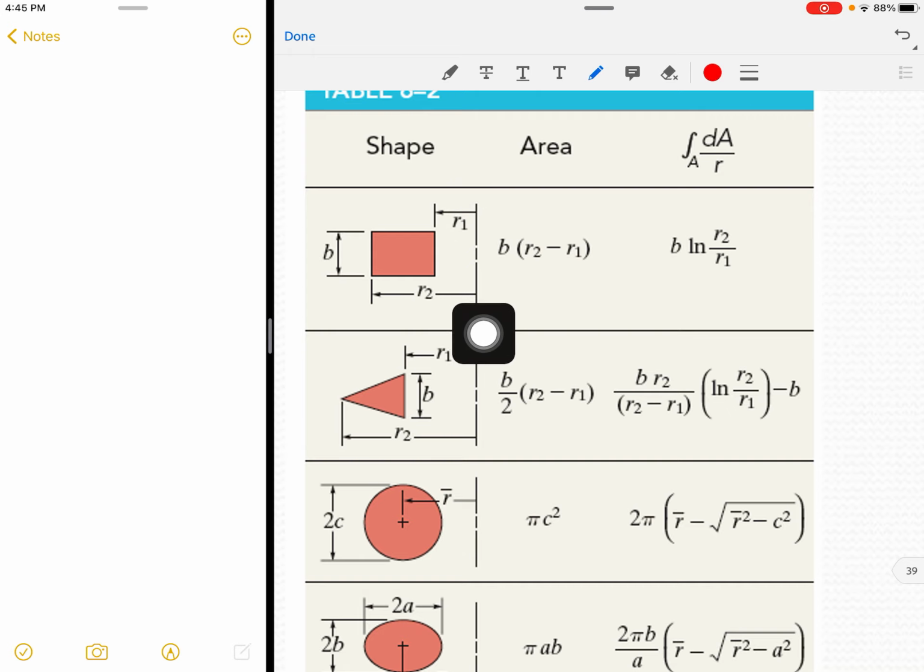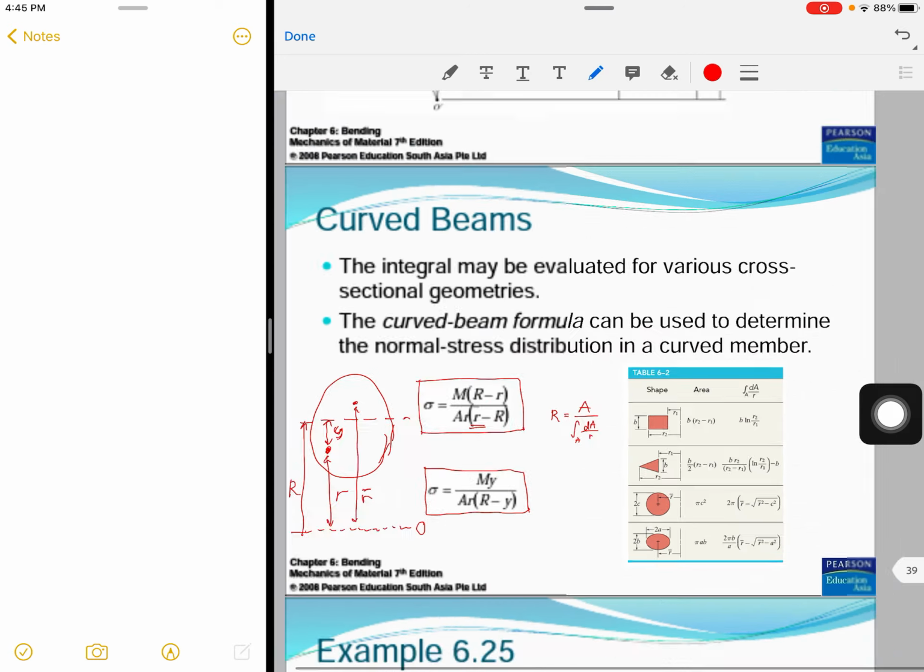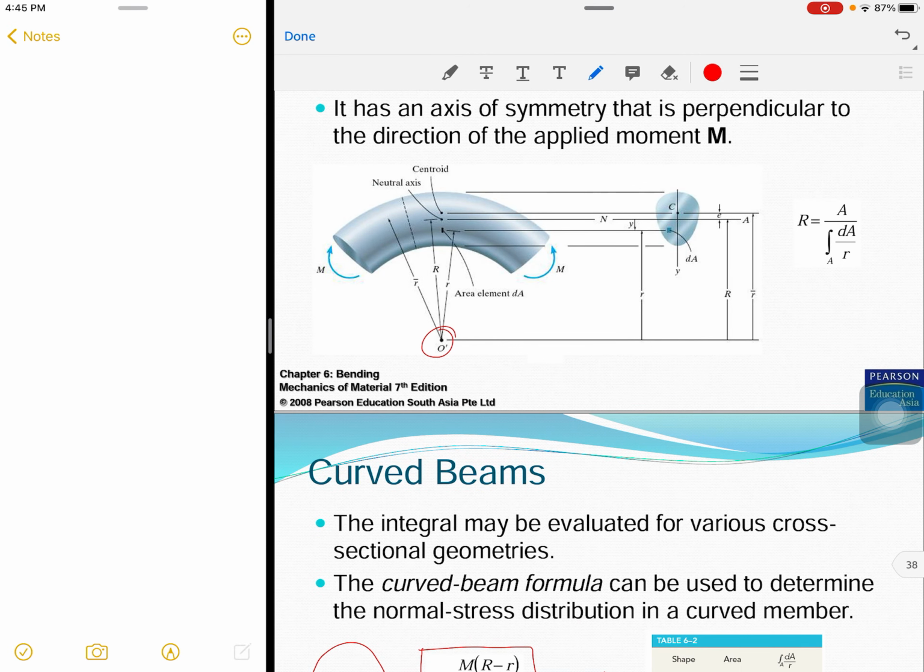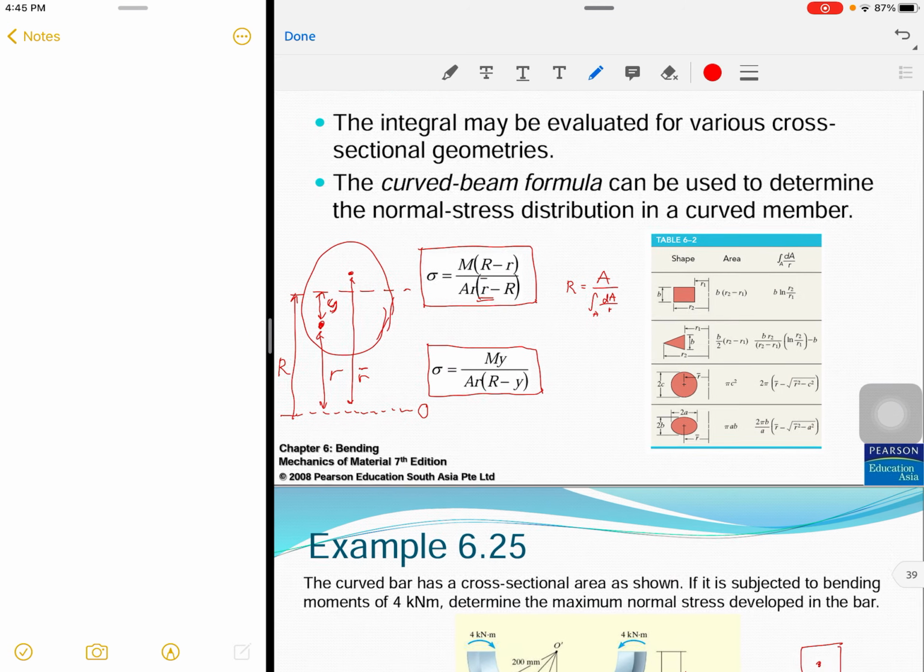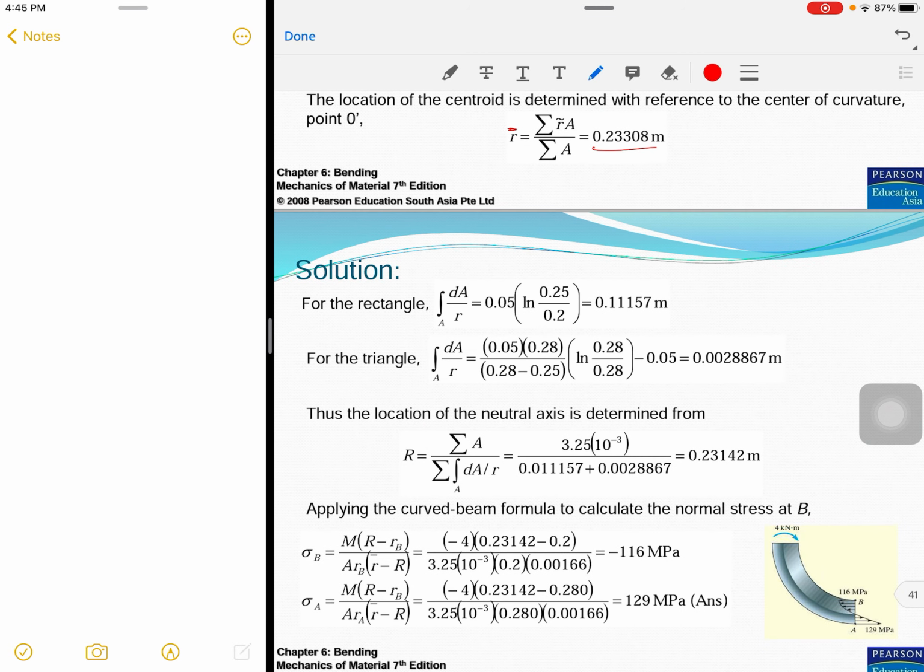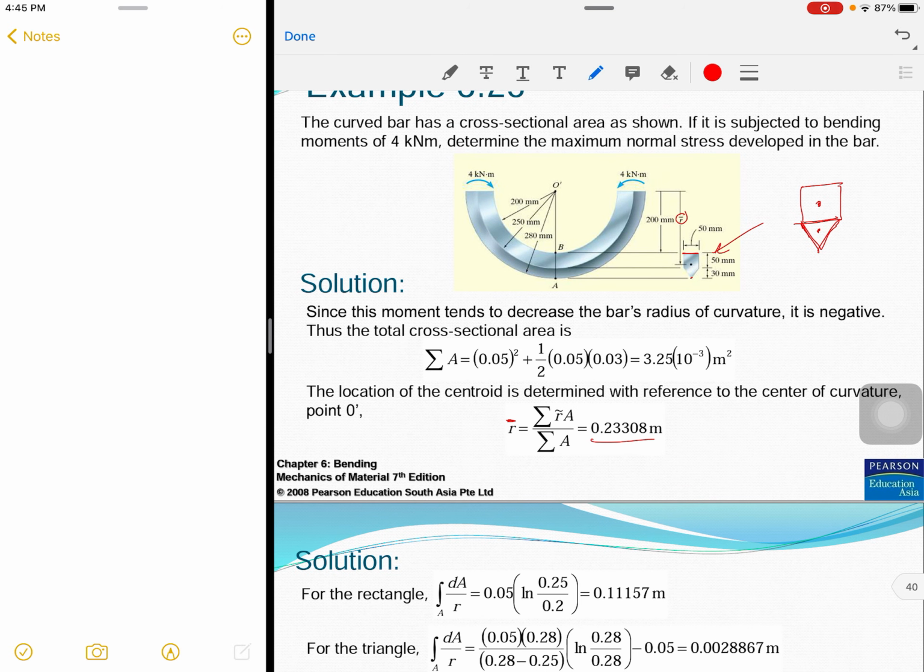What is this line? This line is actually the center of the curved beam, the origin, right here. As you can see, we can use these values, 200 and 250. Yes, 200 and 250 is for the rectangle. So 250 over 200 millimeters, 0.25 over 0.2 meter.